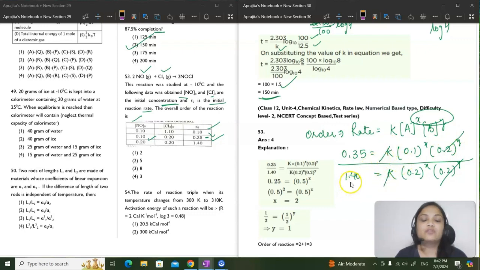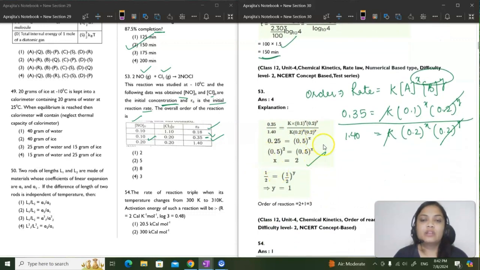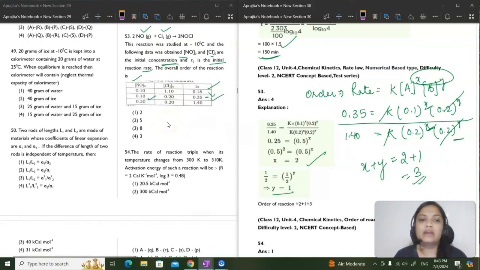From here, you can calculate the value of X. So the value of X will come out to be 2. Now in the same way you can calculate the value of Y. If I have calculated the value of X, from here you can put the value of X and find the value of Y. So Y is coming out to be 1. So the order of the reaction is the sum of X plus Y, so it will be 2 plus 1, which is equal to 3. Any two values you can take and you can find out the answer.